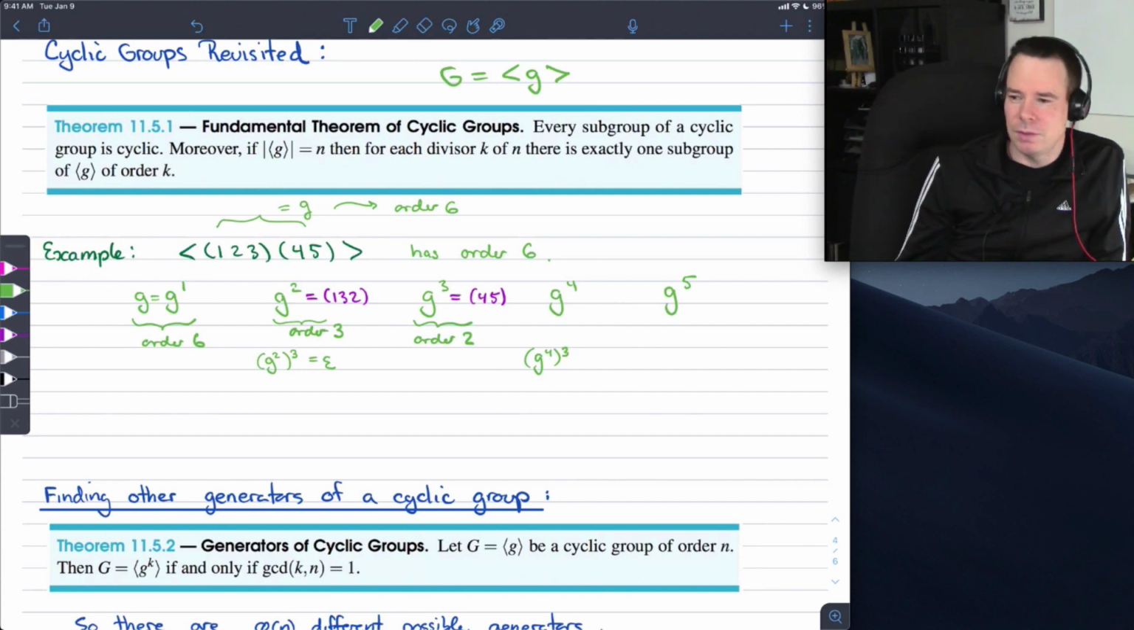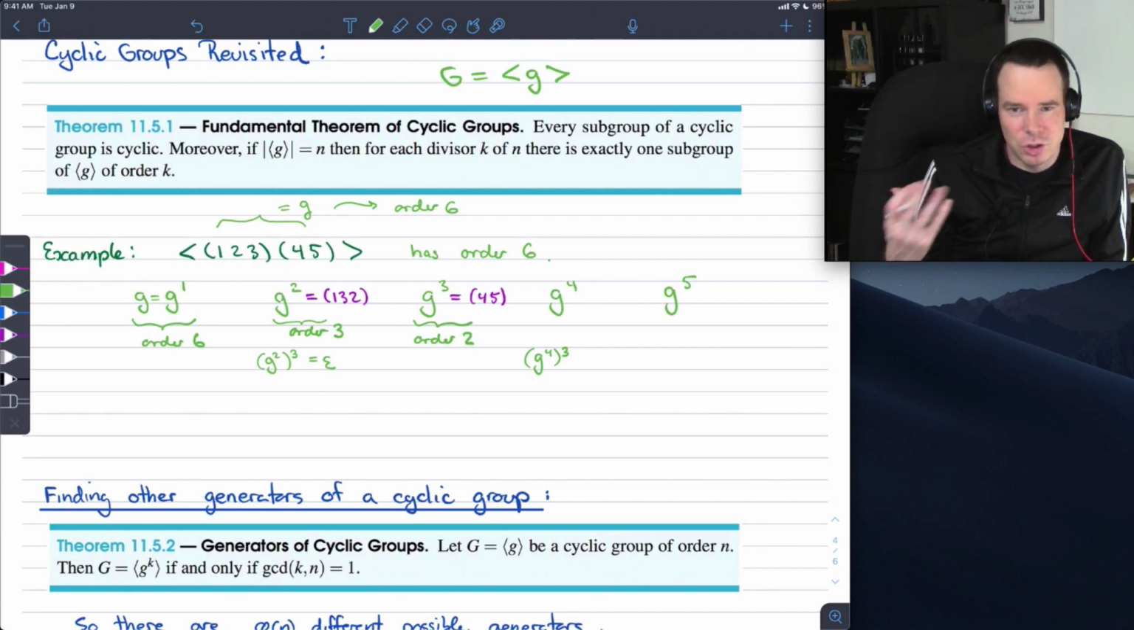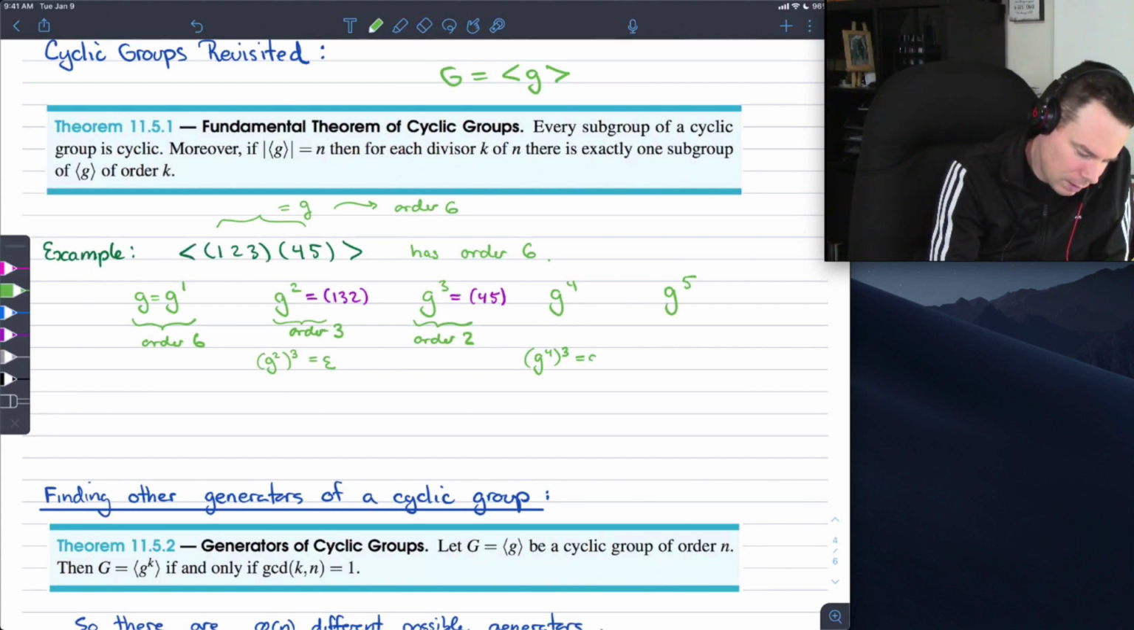If I raise the rest of it to the power of 3, then that'll kill it completely, because now that's g to the 12. g to the 12, that's g to the 6 squared. g to the 6 is the identity, so this is the identity. And 3 is the smallest number that does this. So this has order 3.